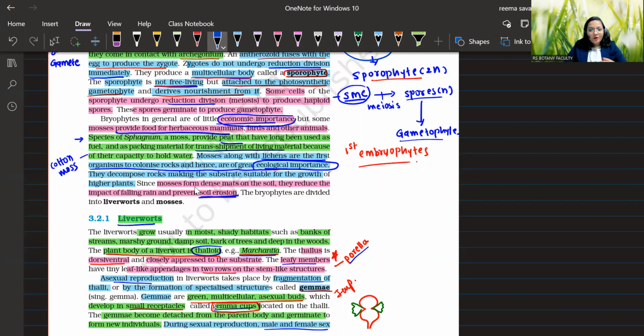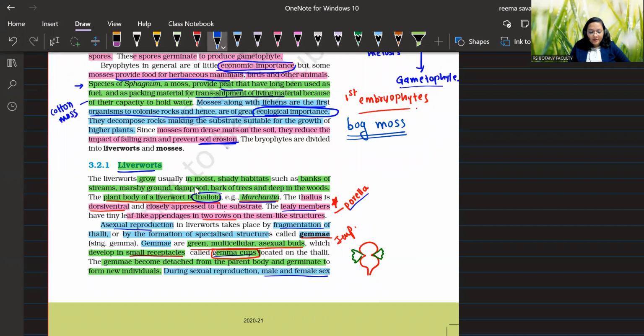Next one, and it is also known by one more name, it is known as bog moss. So Sphagnum generally forms a bog inside ponds, right? So it is known as bog moss. And they have less economic importance, but they have more ecological importance. So from the ecological point of view, we already know that during the time of succession, xeric succession, the first structure formed will be lichen, and lichen will be replaced by mosses. And they also prevent soil erosion.